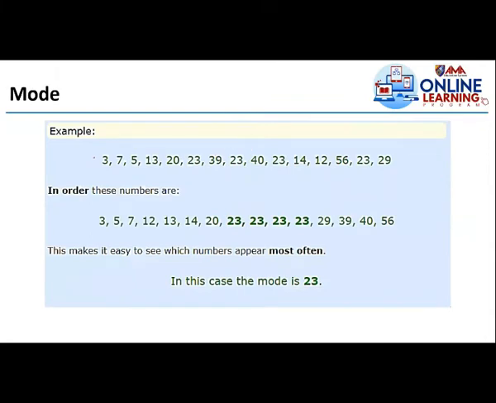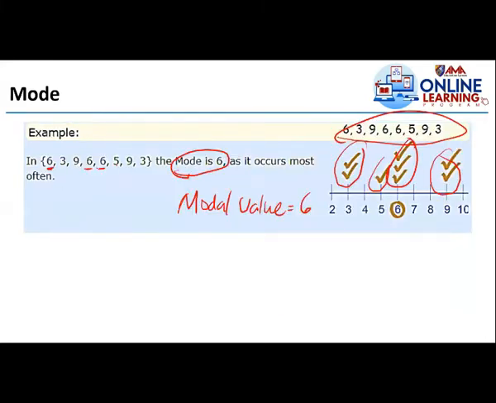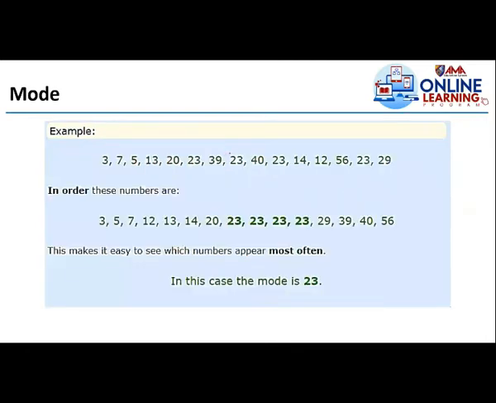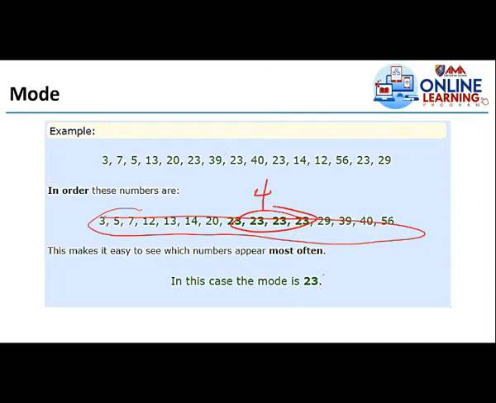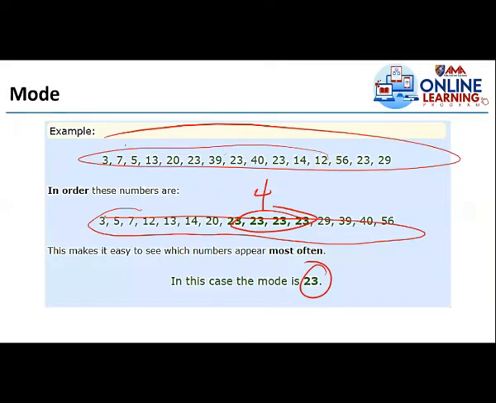Ito, napakarami nito, right? 3, 7, 5, 13 up to 29. So first, pag marami na siya, guys, pwede namang hindi in order, pwede ding i-rank siya or in order. Depende yan sa'yo. Pero kung ganito karami, you have to put this in order para hindi ka mahirapan. So ito nga, yung in order na list of numbers. As you can see, yung 23 is repeated 4 times. Therefore, 23 ang mode ng data set na ito.